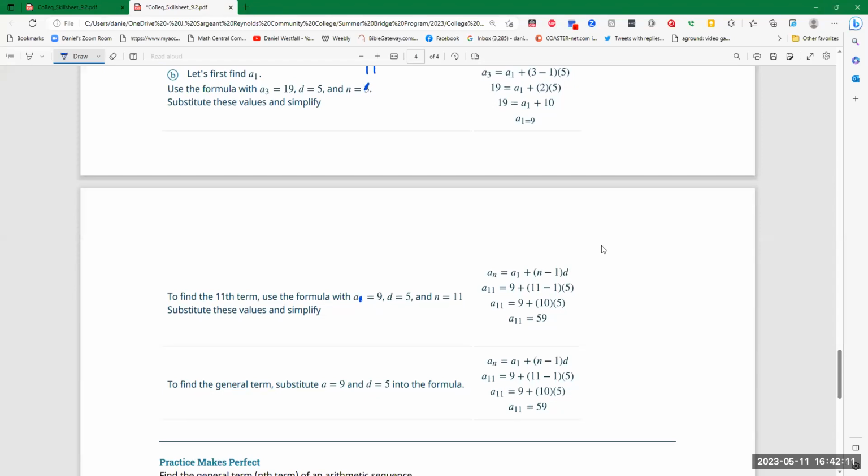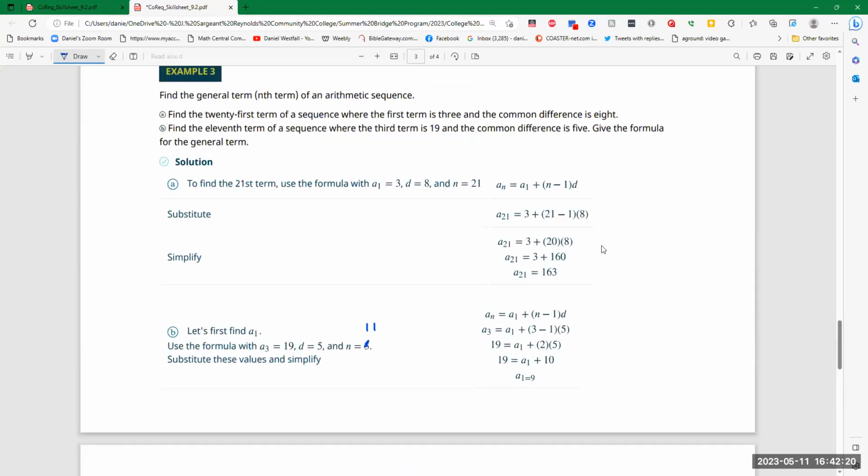Lots of typos in this. Sorry, guys. And then the common difference is 5, and we know that we want to go out to the 11th term. Okay, let's see what they did there.